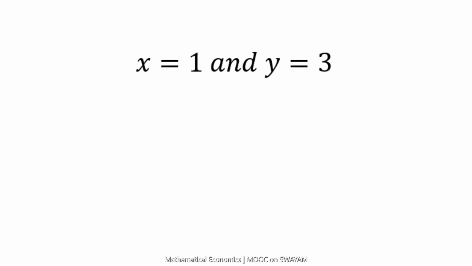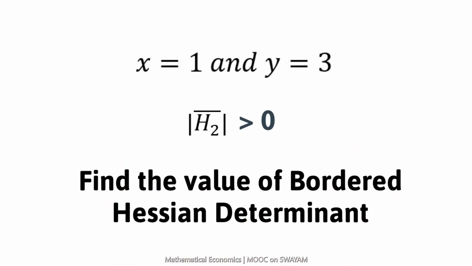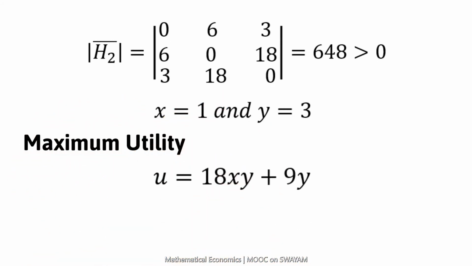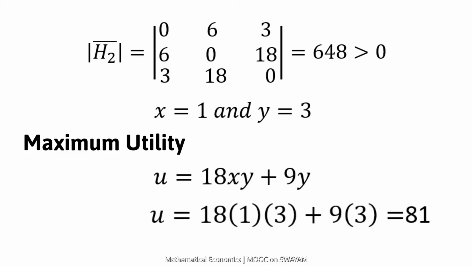In order to prove that the values of x and y maximize the utility, the second order condition requires the bordered Hessian determinant to be positive. Can you find the value of the bordered Hessian determinant? It can be seen that the bordered Hessian determinant is positive. Therefore, the consumer will have to purchase 1 unit of x and 3 units of y so as to maximize the utility. And the maximum utility is 81.